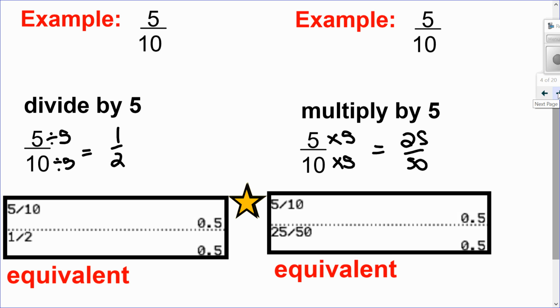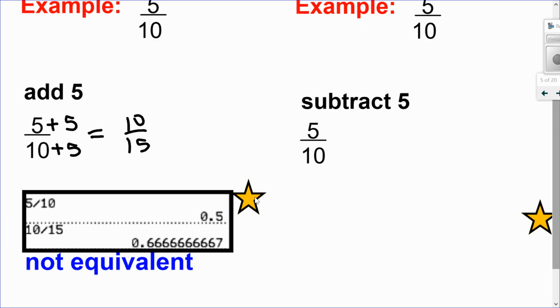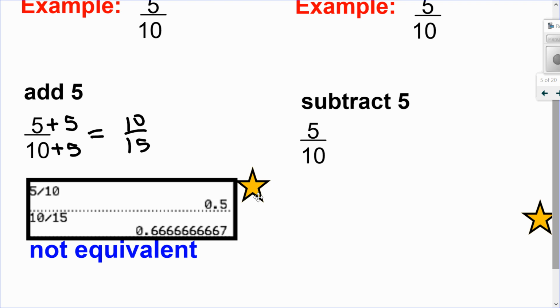Well, let's try adding and subtracting. So here I'm going to add 5 to the numerator and denominator. So I'm being fair, I'm doing it to both, and I'm going to end up with 10 out of 15. So my question is, are these equivalent? So if I put this into my calculator, 5 over 10 is 0.5, but 10 over 15 is 0.6 repeating. Not the same value, they're not equivalent.